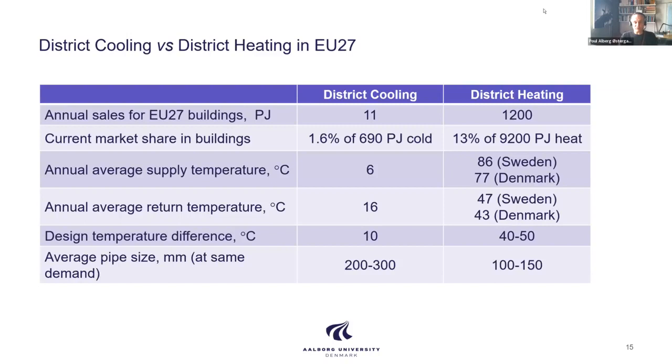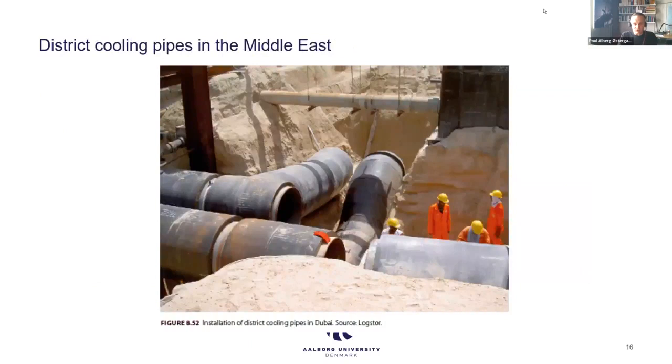And then there are some further numbers here, which is not essential for you to dig into. This is just one of my final slides, showing what it looks like when you are installing district cooling in the Middle East. This is a district cooling pipe, and you can compare it to the workers standing in the trench, and they're pretty big. Some of these pipes can have a diameter of 2 meters.